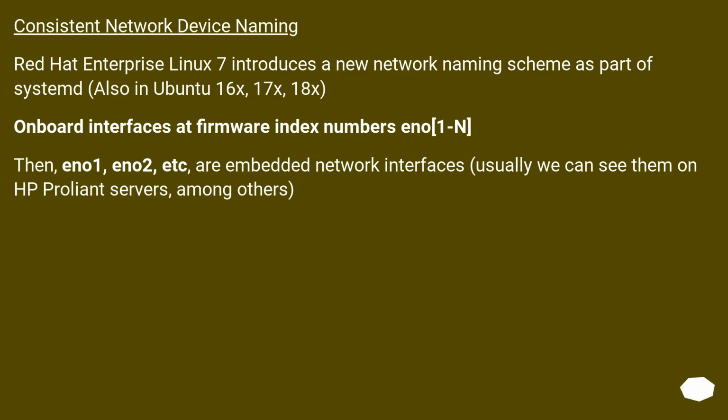Consistent network device naming: Red Hat Enterprise Linux 7 introduces a new network naming scheme as part of systemd, also in Ubuntu 16.x, 17.x, 18.x. Onboard interfaces at firmware index numbers are named eno1. Then eno1, eno2, etc., are embedded network interfaces. Usually we can see them on HP ProLiant servers, among others.